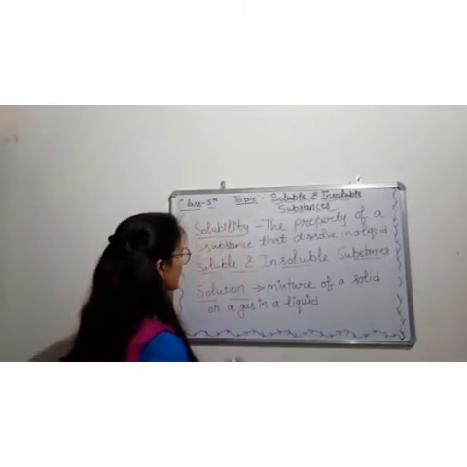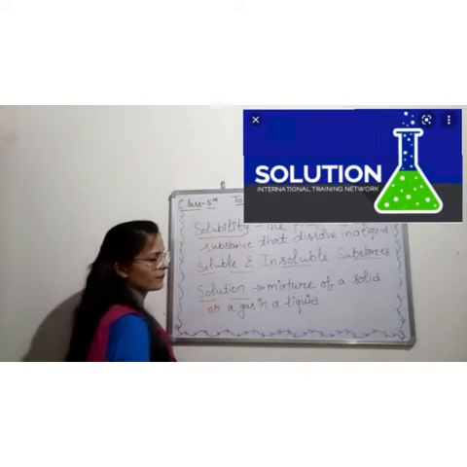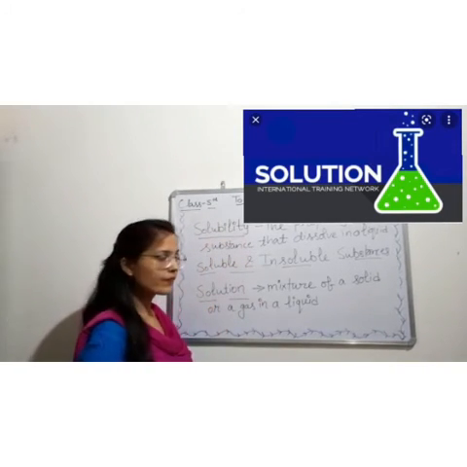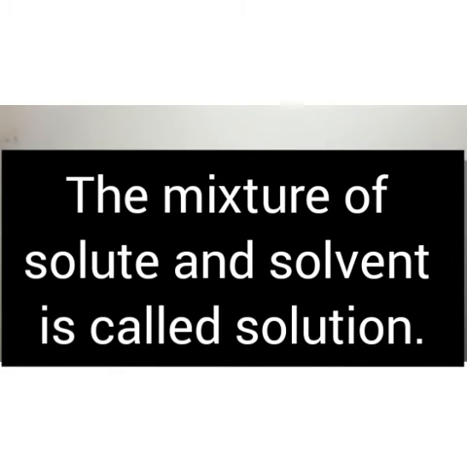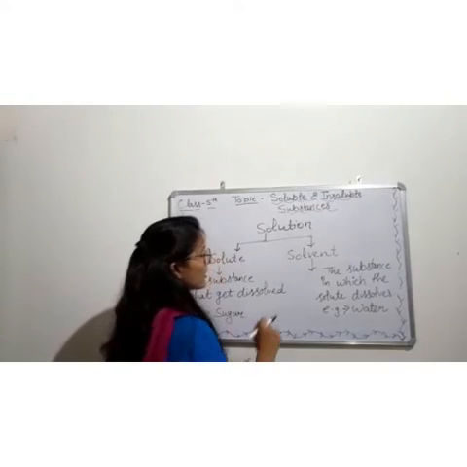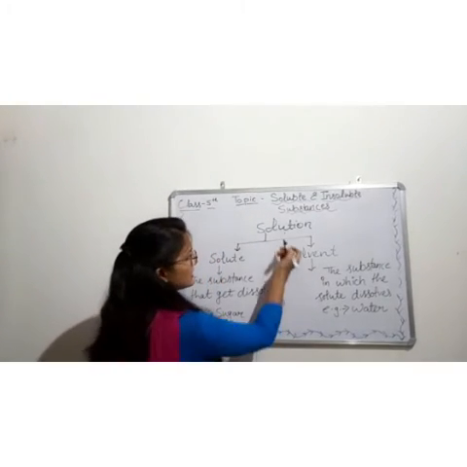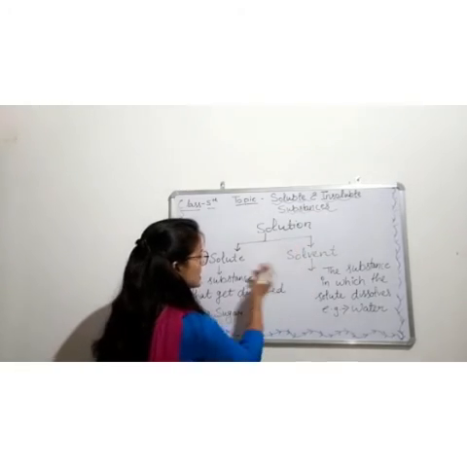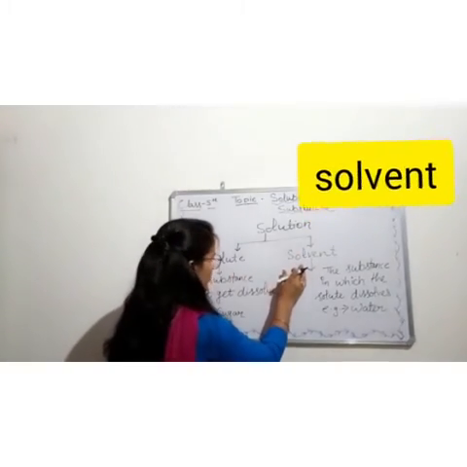Now, the next is solution. What is a solution? The mixture of a solid or a gas in a liquid is known as a solution. Solution is the mixture of solute and solvent. In other words, we can say that the solution has two parts, solute and solvent.